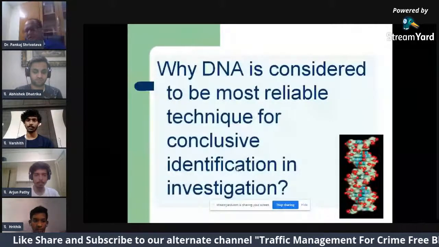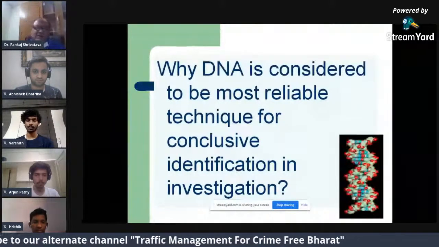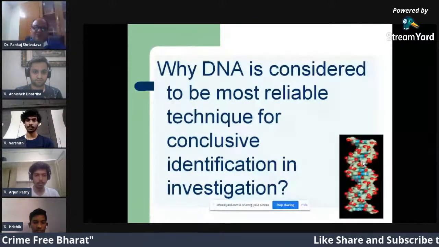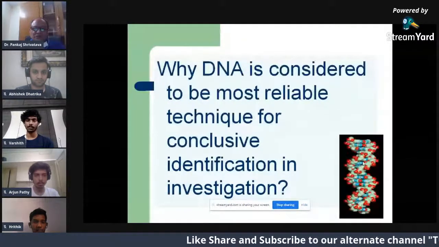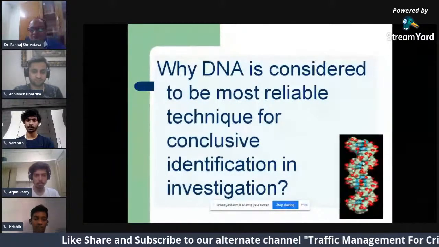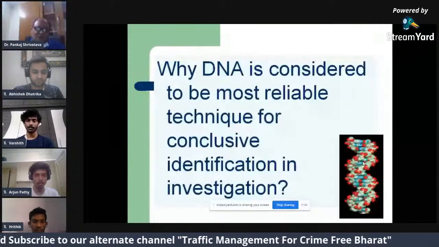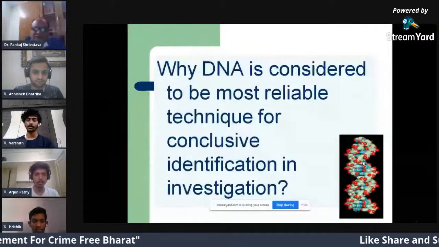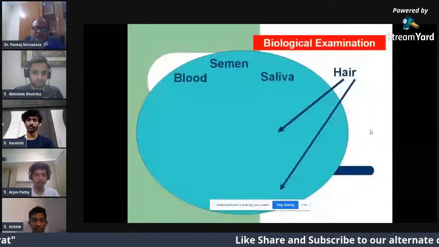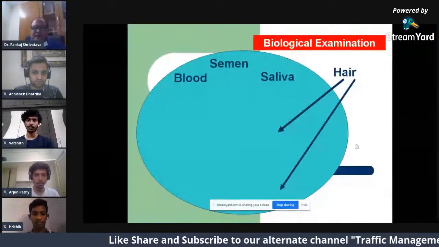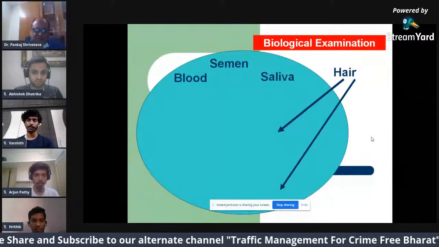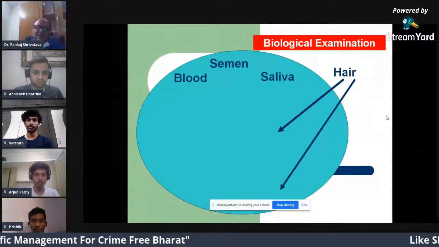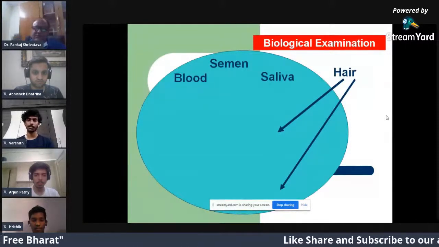But there are certain limitations. These limitations are taken care of by a technology which is more suitable, more prominent, more understandable, or you can say gives you more pertinent results if you talk about identification. In the next few slides, I'll be comparing biological examination with the DNA examination.